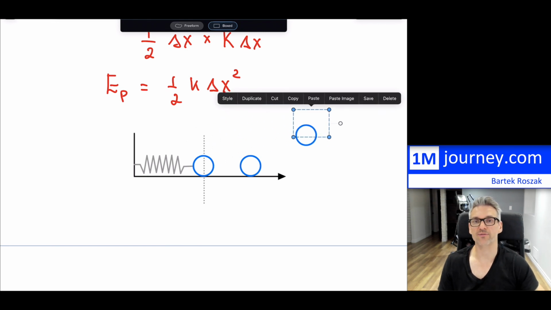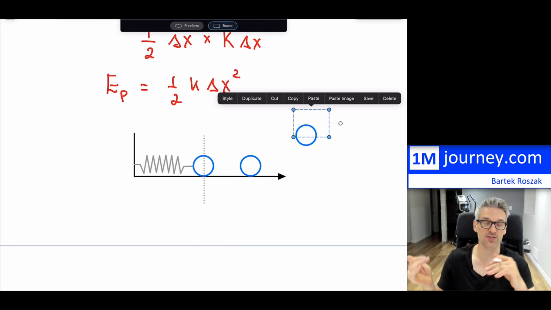Now, in real life, of course, you have some dampening, you have some friction, so it slowly starts to whittle down and stop. But if you assume that there was no friction, so the surface is frictionless and the spring is frictionless, then it will just go back and forth, back and forth, back and forth. And that would be considered simple harmonic motion.